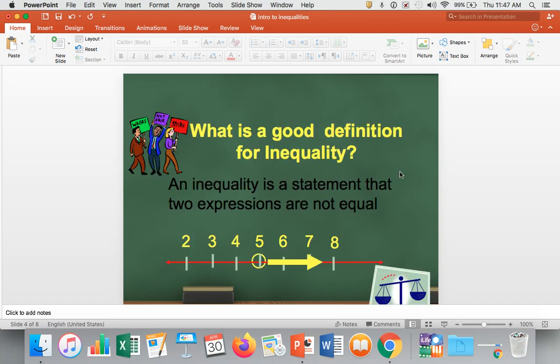What is a good definition for inequality? An inequality is a statement that two expressions are not equal, and you graph them on a number line similar to this.